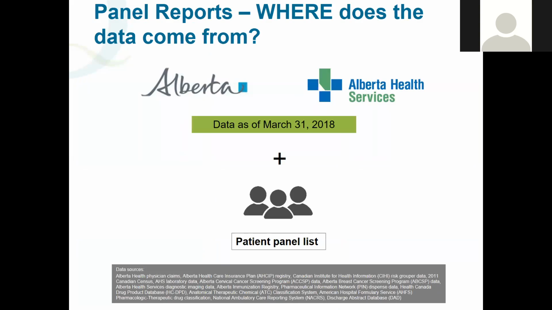The data is from March 31st, 2018. So remember, there's a 1-year lag in the data that you receive. The information comes from Alberta Health and Alberta Health Services, and it's the combination of that and whoever's on the patient panel list that generates the information that flows into the report.